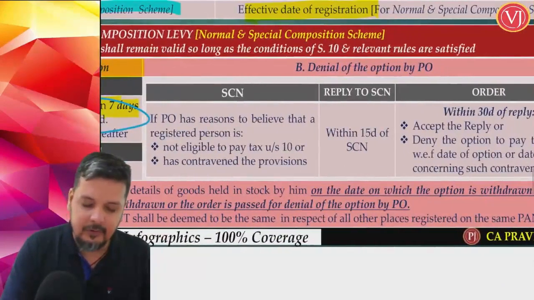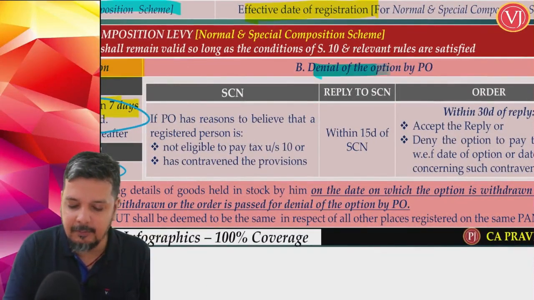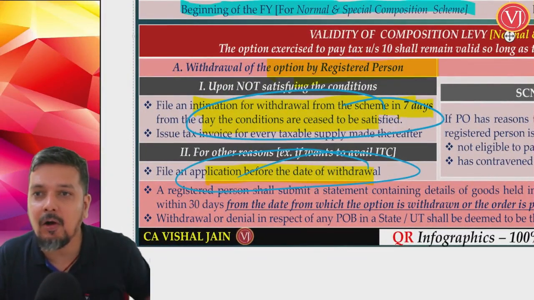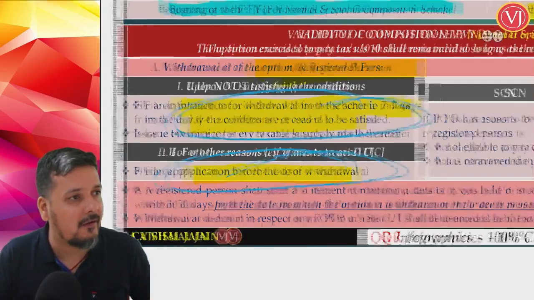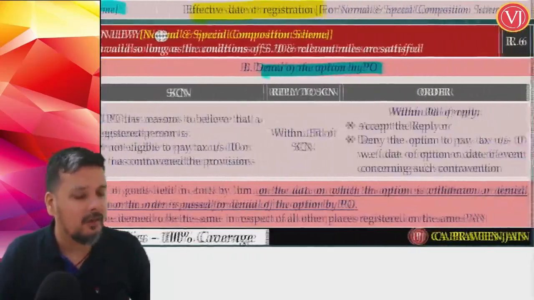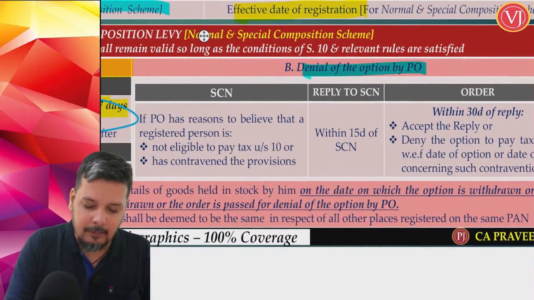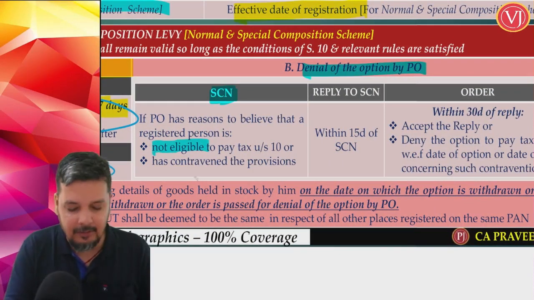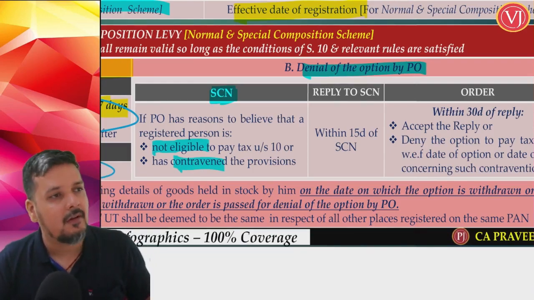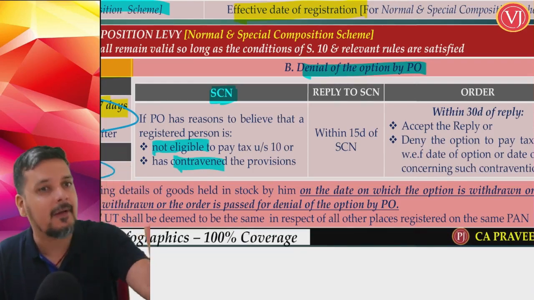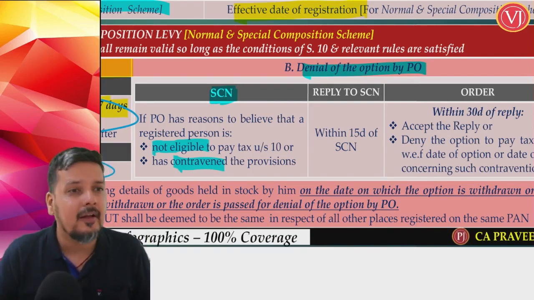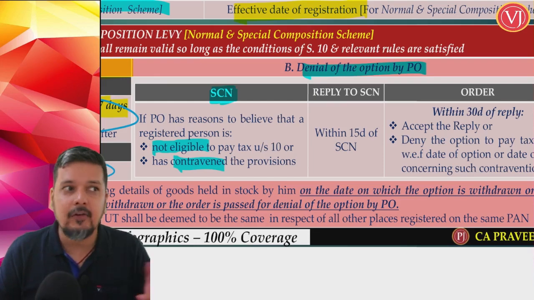But understand, you can be thrown outside composition scheme by the officer. When will this happen? When you are required to go outside. You are violating the conditions, you are required to go outside, you have to give intimation within 7 days, but you are not doing it. What will the proper officer do? Proper officer will give you show cause notice telling that either you are not at all eligible for composition scheme, entry itself is not allowed, or entry was allowed but you had to exit and you did not exit. He will give you a notice.